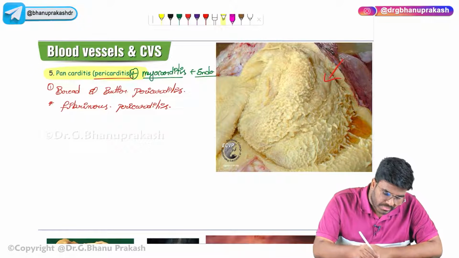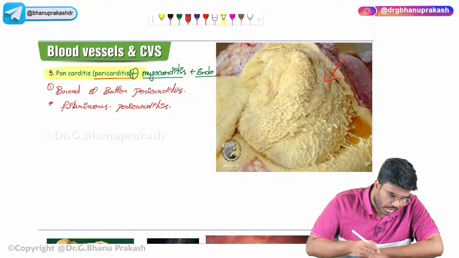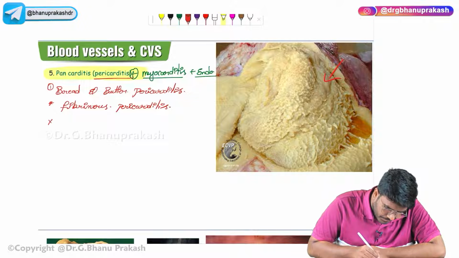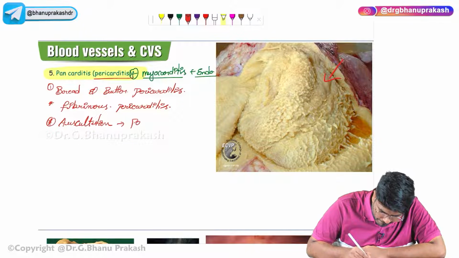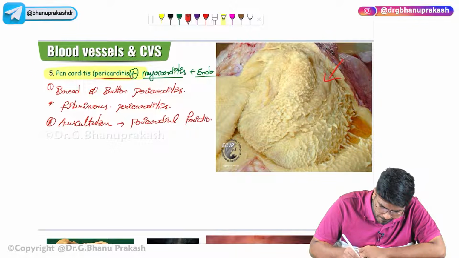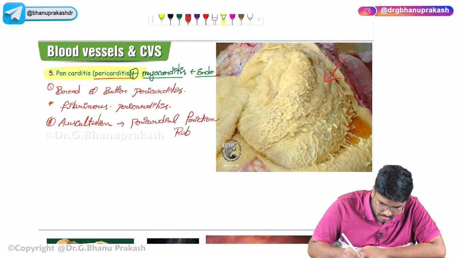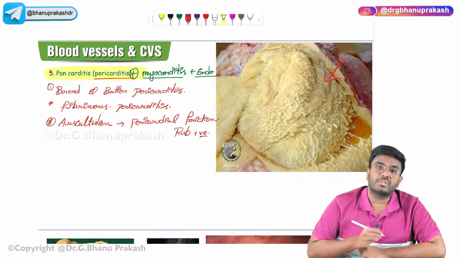So, that is going to cause pericardial friction rub. Upon auscultation, what do you hear? What you hear is a pericardial friction rub. So, pericardial friction rub is going to be positive.